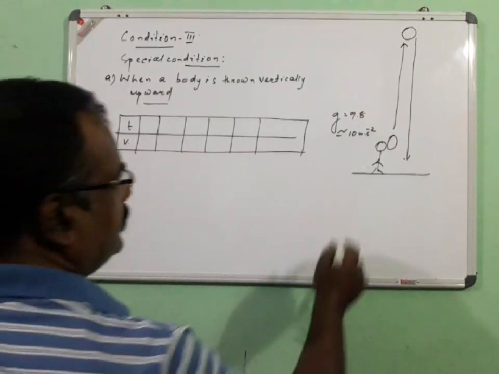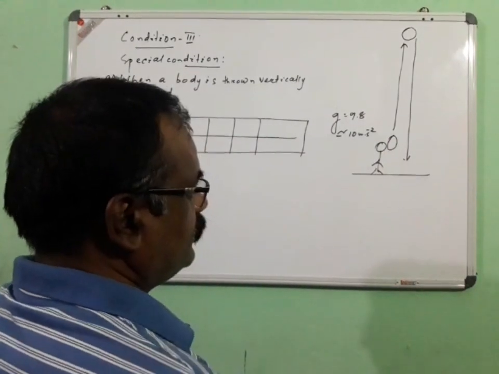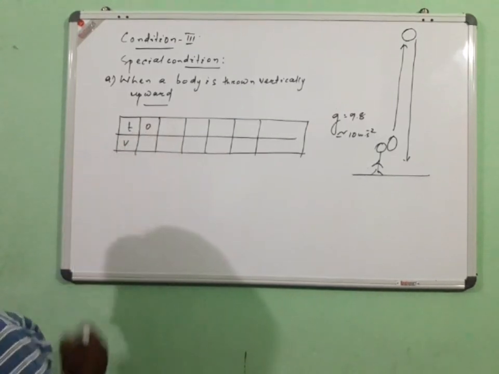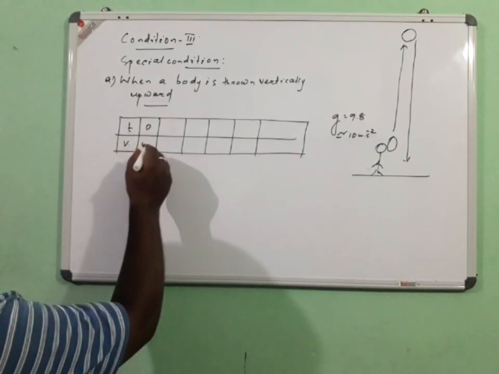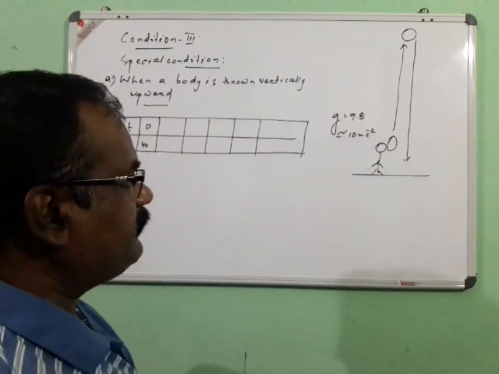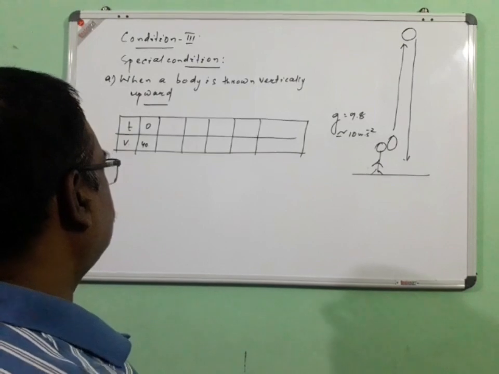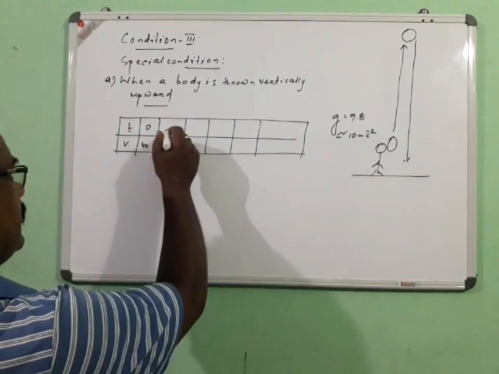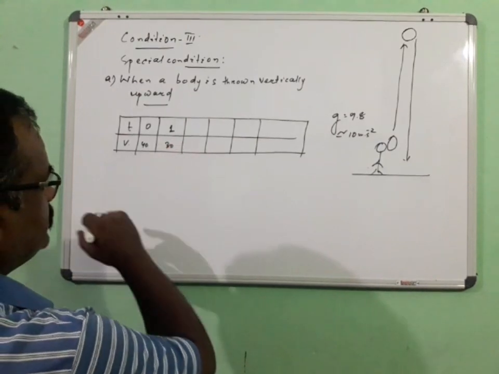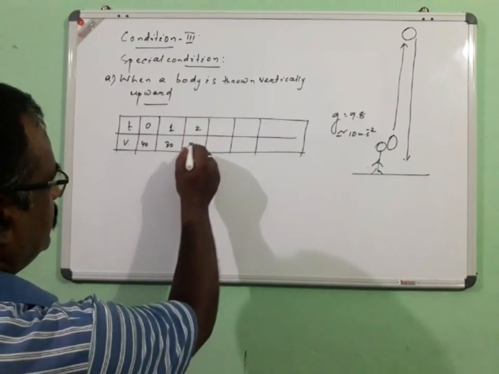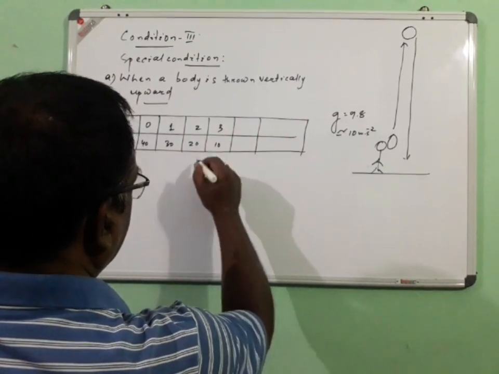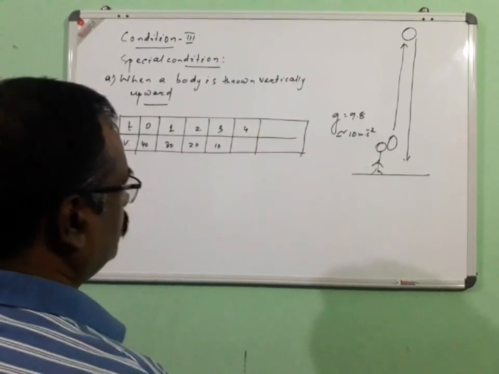Initially, let us consider that it is thrown with a velocity of 40 meter per second. At 0 second, it is moving at 40 meter per second. Now, at the rate of 10 meter per second, every second it is changing. So after 1 second, it is going to 30 meter per second, at 2 seconds it is 20 meter per second, at 3 seconds it is 10, and by 4 seconds it is 0.